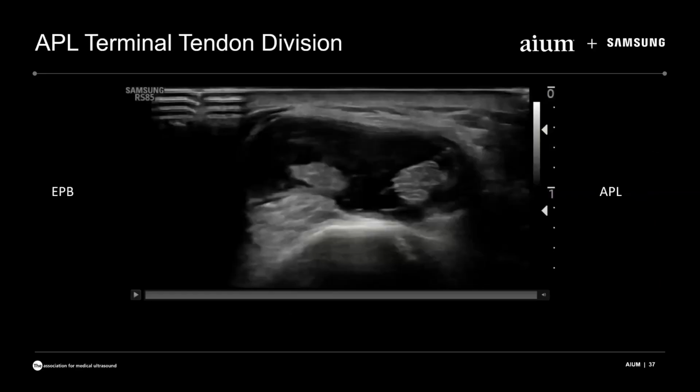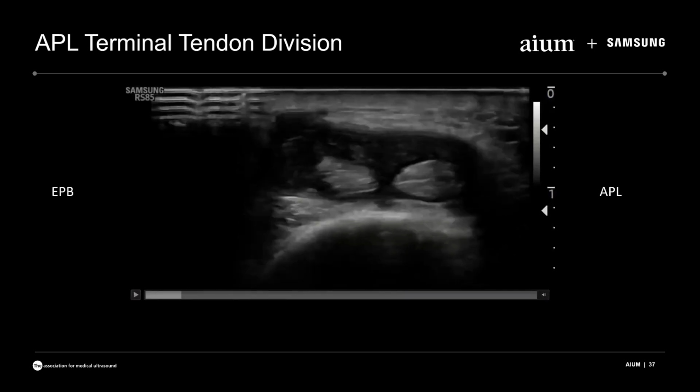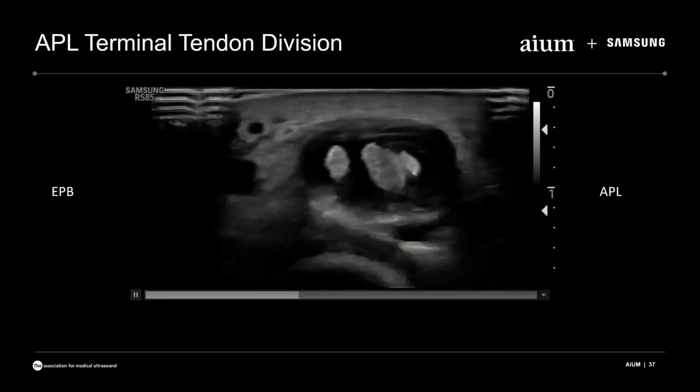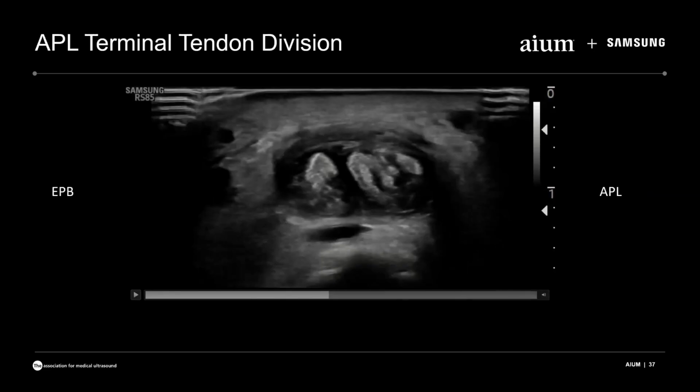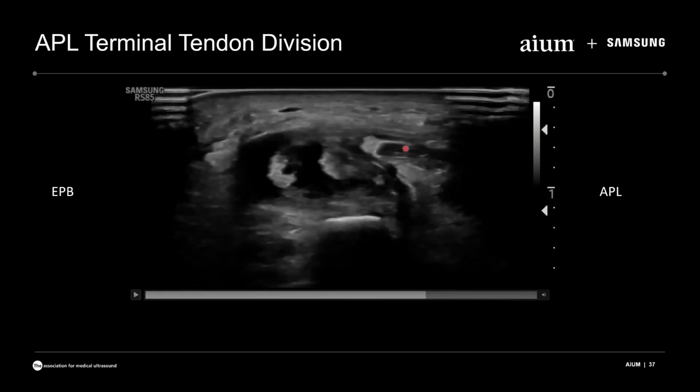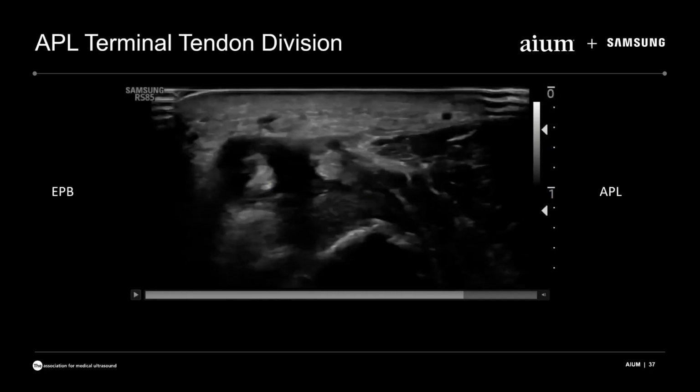So if we go back to this patient and evaluate it in real time, there's the EPB, there's the APL. And as we go distally here, you can see there's the EPB and the APL, and this is that lotus root appearance. And we can start to see that accessory tendon branching off. And watch where this goes. As we keep going, we can see it inserting here into this thenar muscle. So that's the APB. So this was the most common variant.